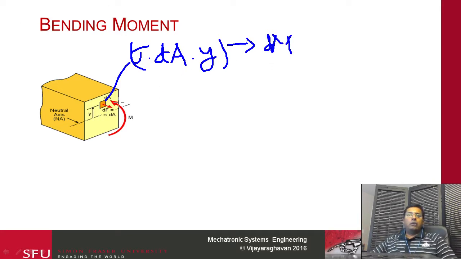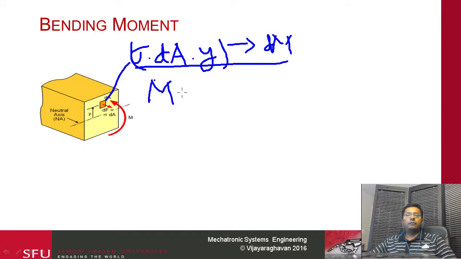So now if I want to calculate the total moment about this particular axis, then what I need to do is integrate this term over here. So my total moment M basically becomes the integral of sigma dA times y.